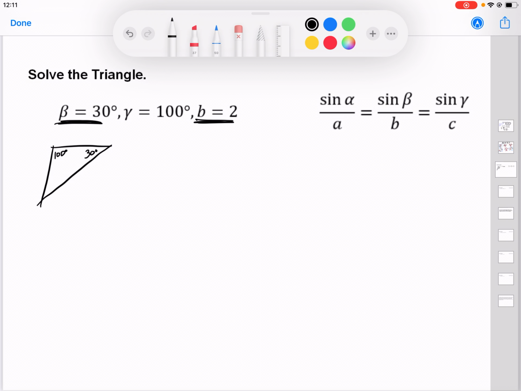Sometimes what I do, you don't have to though. So I put the angles in. If 100 degrees is right here, side C would be across. Side B would be across from 30 degrees, so 2. So this would be side A and alpha.